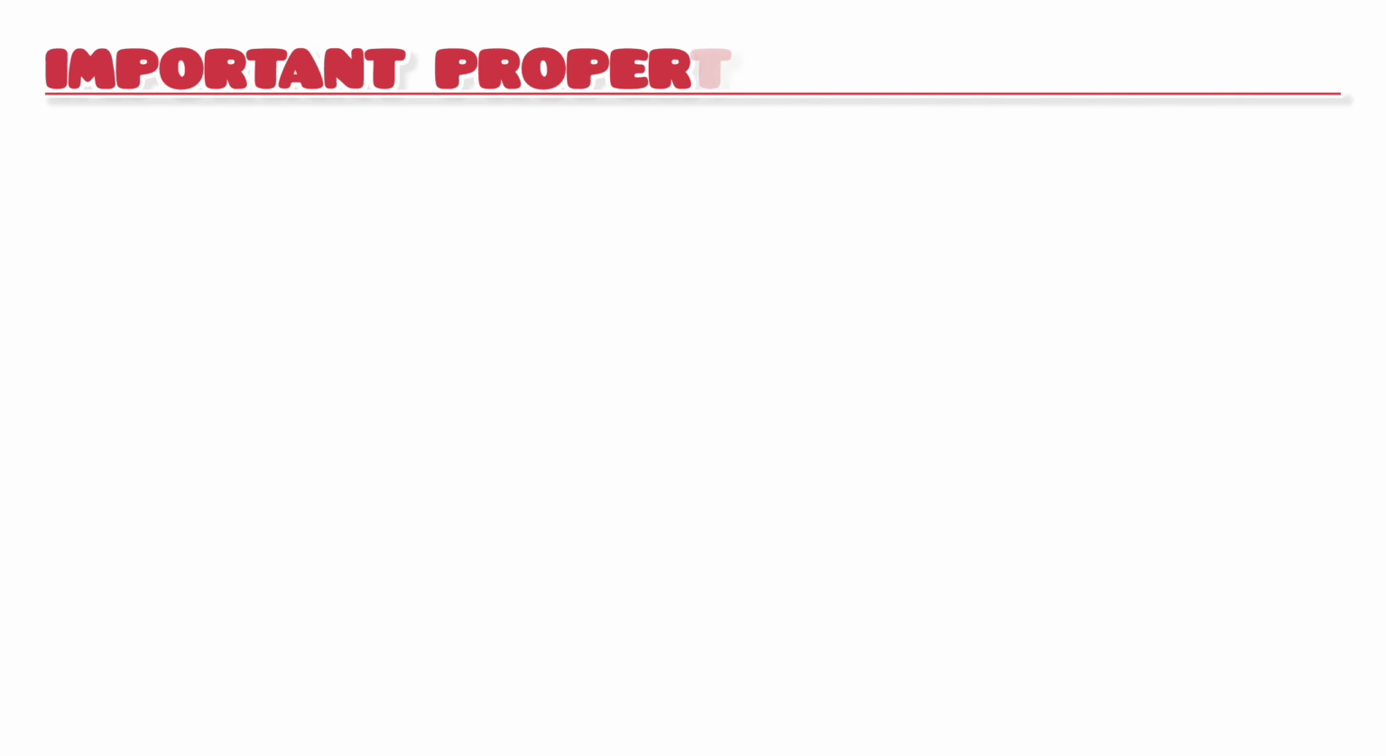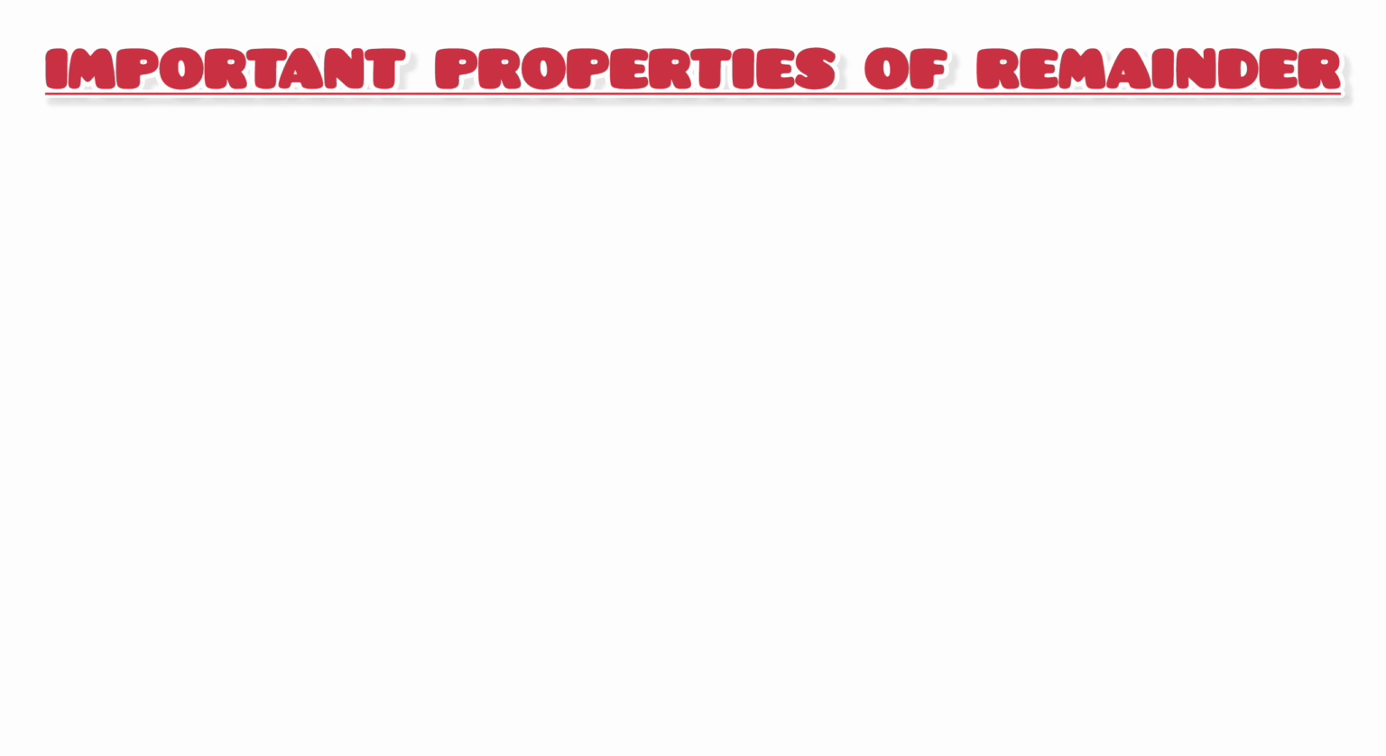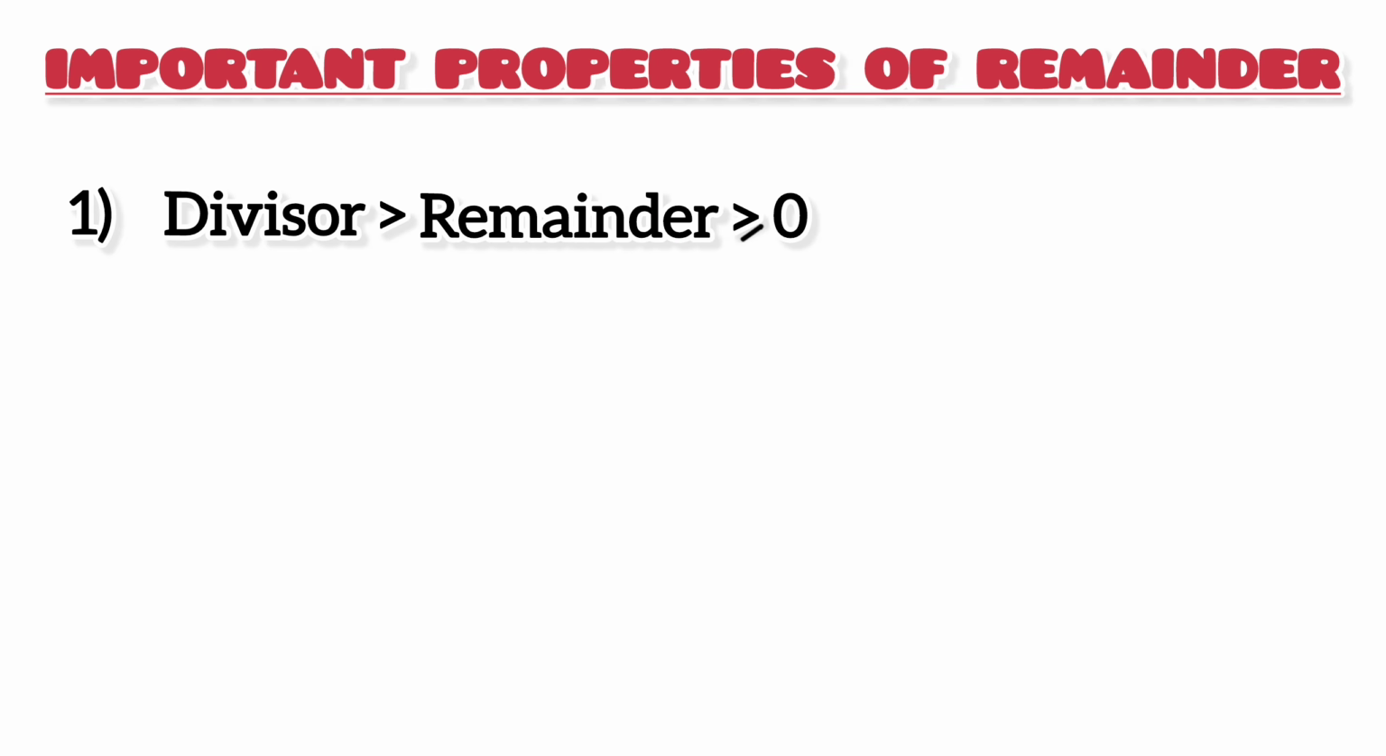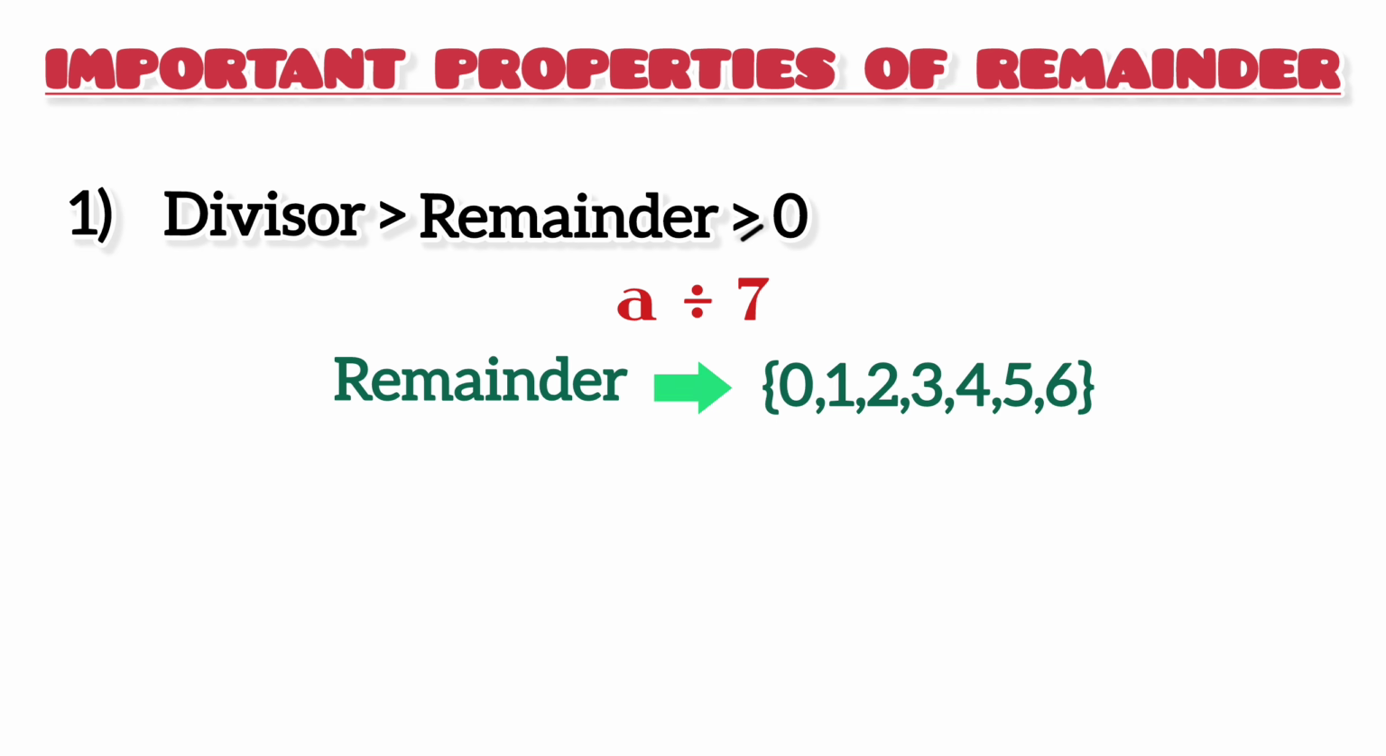That brings us to the important properties of remainder. 1. As I said, the remainder is always greater than or equal to 0, but it is always less than the divisor. Let's say we are dividing by 7. Then the remainder can be 0, 1, 2, 3, 4, 5, 6.